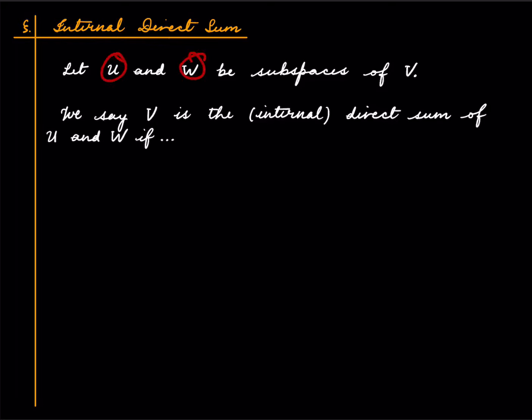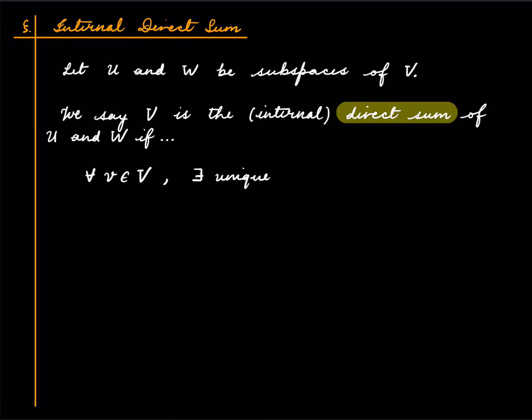So suppose U and W are subspaces of a vector space V. Then we say that V is the internal direct sum of U and W if for all little v in the vector space V, there exist unique U in capital U and W in capital W such that little v equals U plus W. So every vector in the vector space V can be written as the sum of a vector in capital U and a vector in capital W, but in a unique way, right?